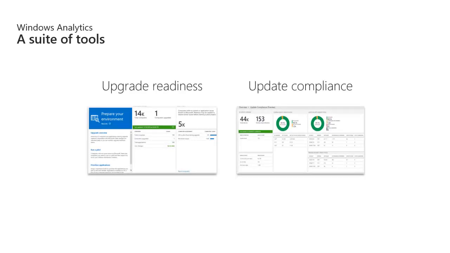It's important to understand that Windows Analytics is a suite of tools which includes two different tools which can be used for Windows 10 Pro customers. The first tool is the Windows Analytics Upgrade Readiness, which used to be called Windows Upgrade Analytics. This helps organizations plan for Windows 10 upgrades by helping to identify and resolve app and driver compatibility blockers.